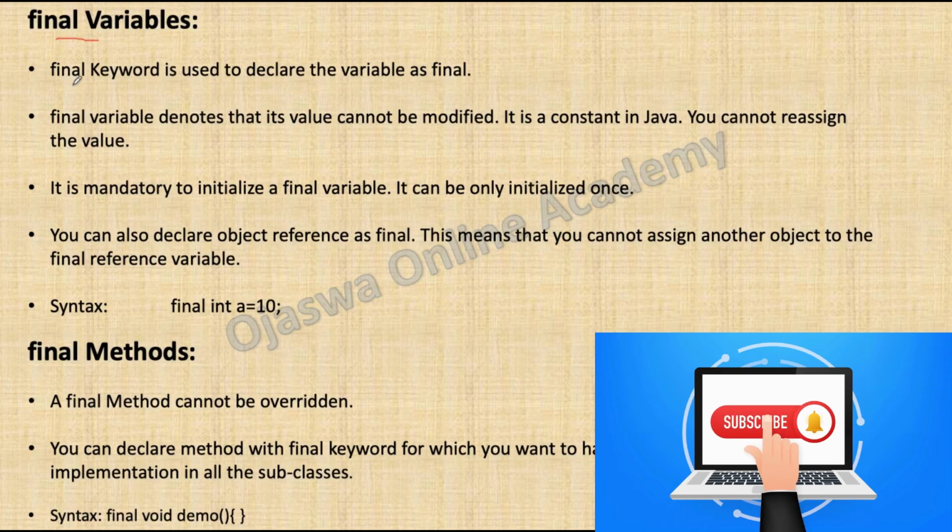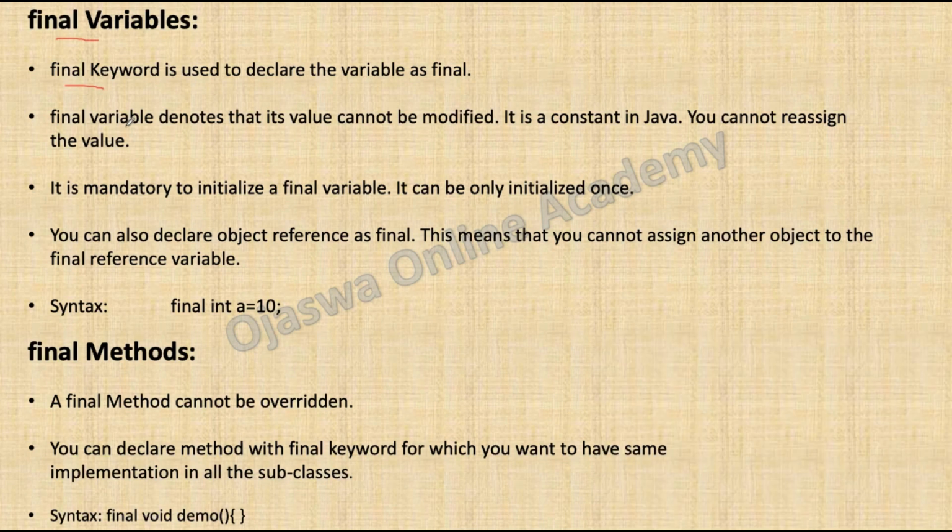Final variables. Final keyword is used to declare the variable as final. Final variable denotes that its value cannot be modified. It is a constant in Java. You cannot reassign the value. It is mandatory to initialize a final variable because you need to declare some constant value. Also, final variable can be initialized only once. You cannot reassign the value.